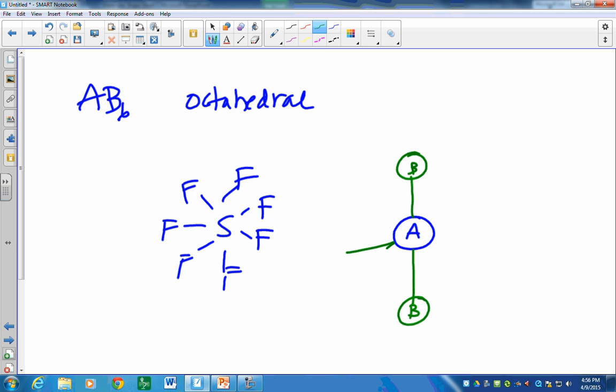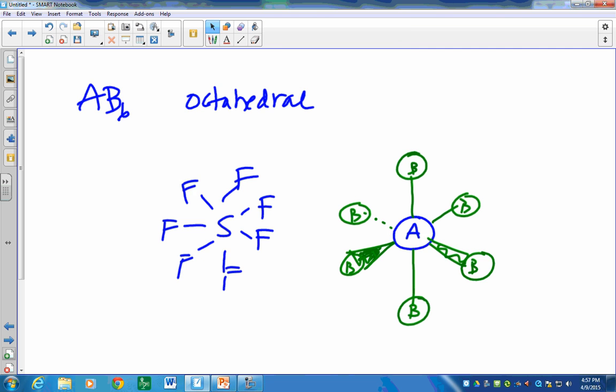And then you have this coming out, like these coming out towards you, and then these going back in the plane. And so that's how you kind of represent it, although it does look a lot like that, but this wedge means it's coming out towards you. And so this is octahedral.